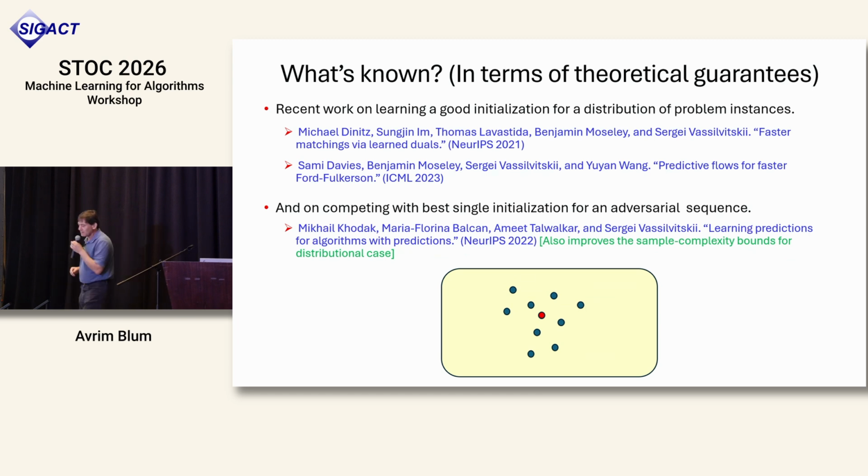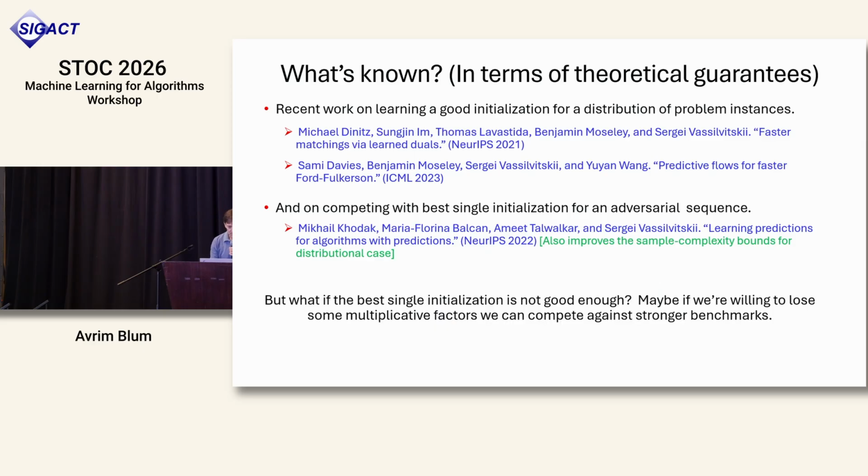And this nice paper analyzed that problem that Nina talked about, learning predictions for algorithms with predictions. The starting point here is, what if the best single initialization is not good enough? We'd like to maybe do even better. Maybe if we're willing to lose some multiplicative factors, we could even compete with stronger benchmarks.